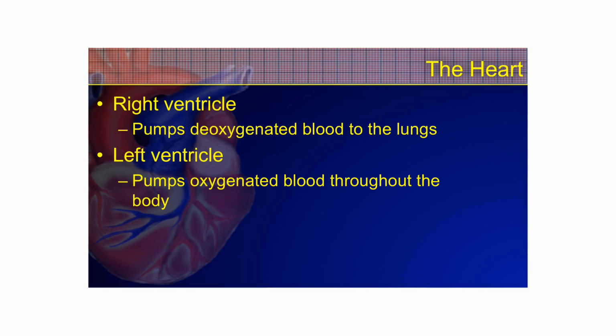When the left ventricle contracts, it produces an impulse palpable at the apex of the heart. This is your apical pulse. It's also called the point of maximal impulse, or the PMI. A septum separates the right and the left sides of the heart. The interatrial septum separates the right and the left atrium, and the intraventricular septum separates the right and the left ventricle.